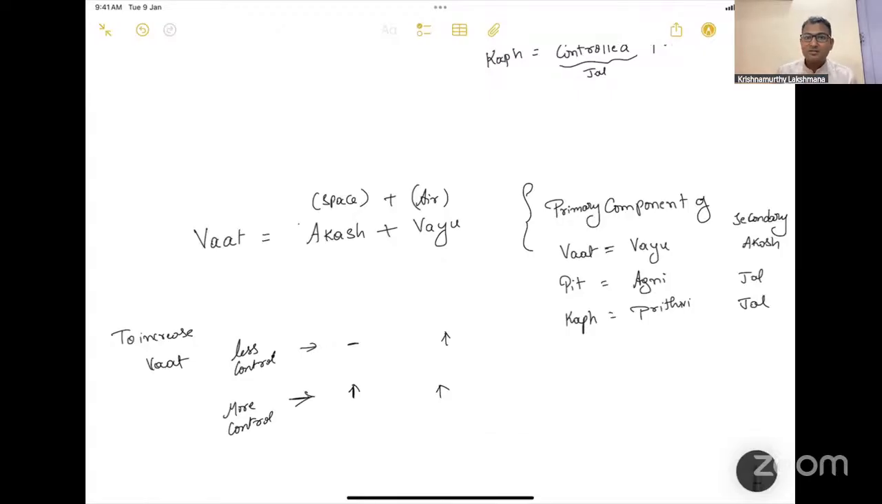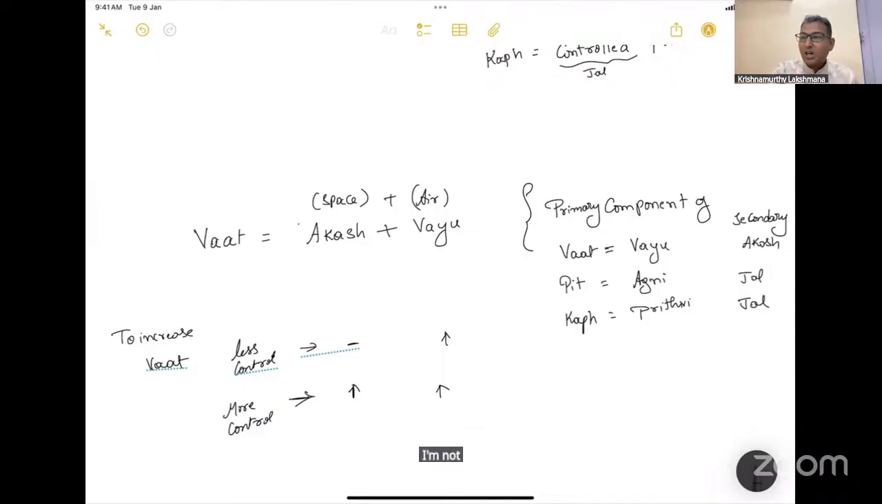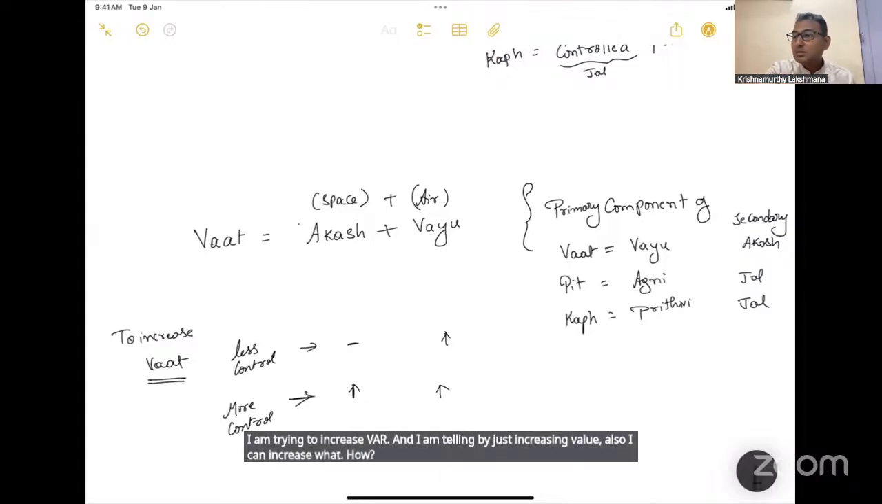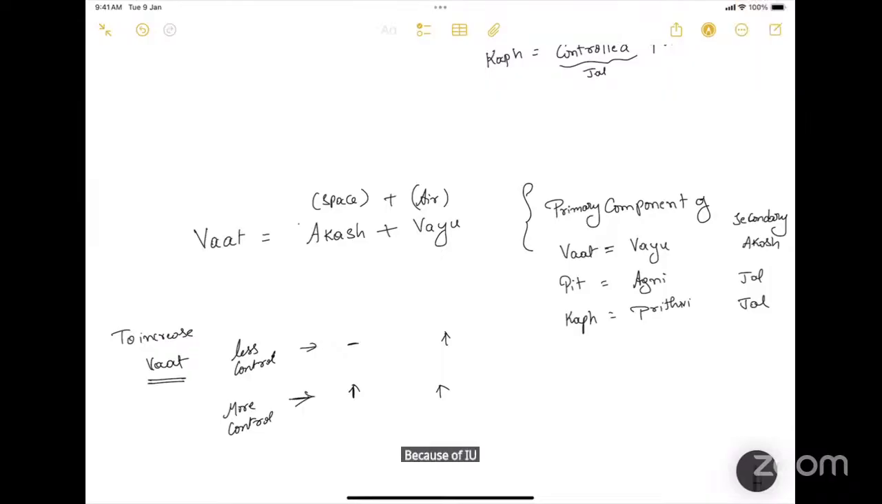How? Because Akash is the controller. I'm not doing anything to Akash. Here, I am trying to increase Vat, not Vayu. I am trying to increase Vat, and I am saying that by just increasing Vayu, I can also increase Vat. How? Because Vayu is the main component.